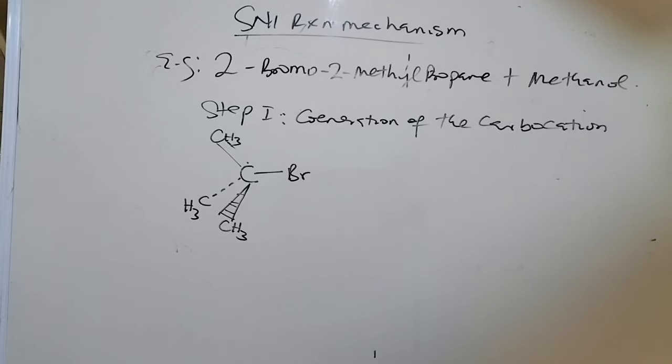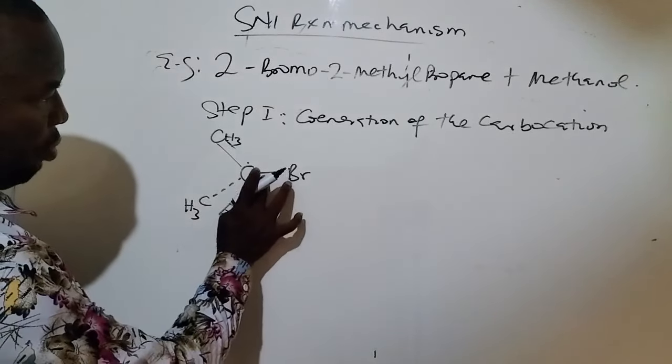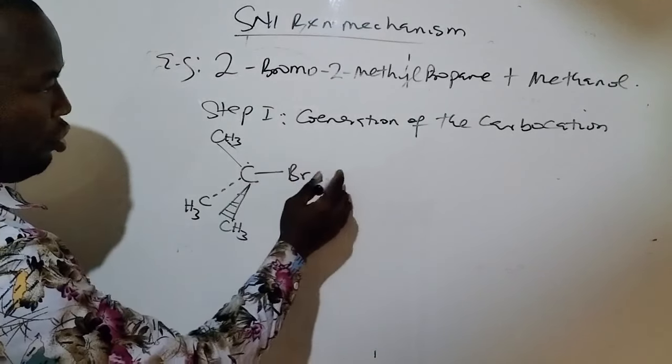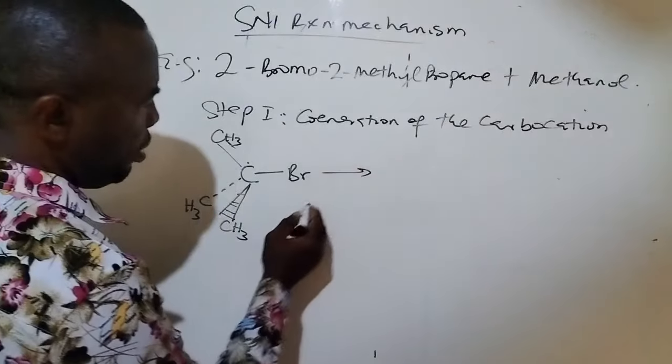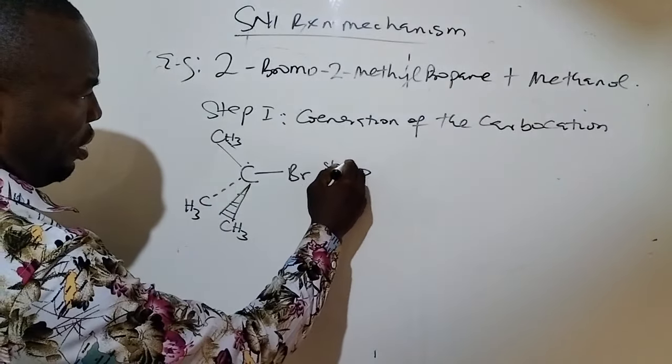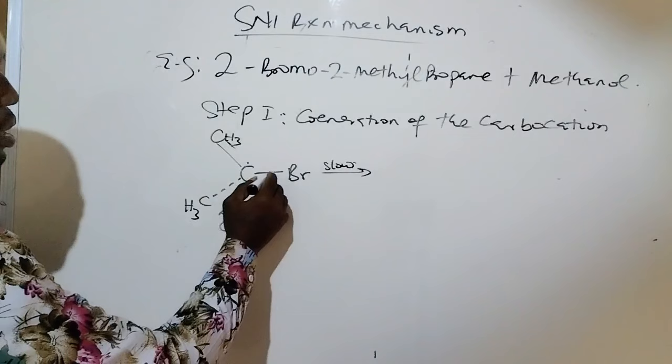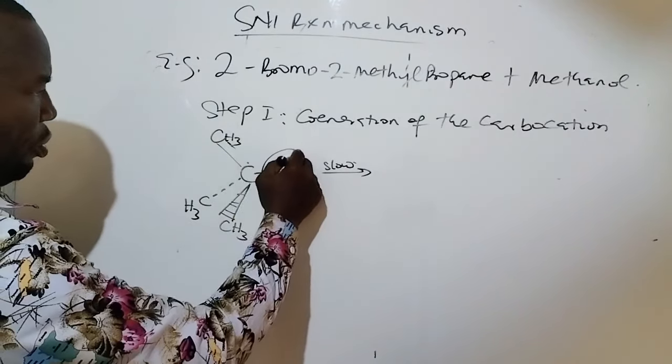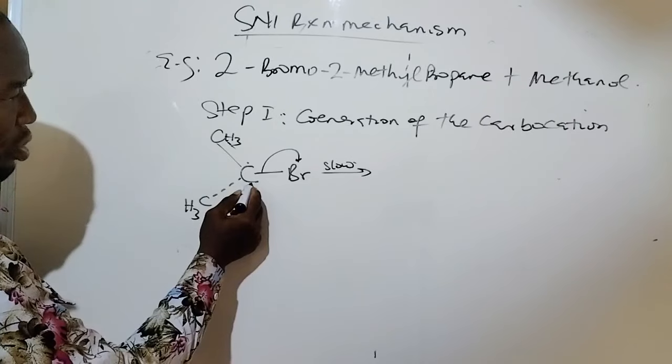The next thing we're going to do is generate the carbocation. Remember, there are two electrons shared to form a single bond. To generate a carbocation, this is the slow step, or the rate-determining step. This bromine atom will leave with the two electrons, leaving this carbon positively charged.